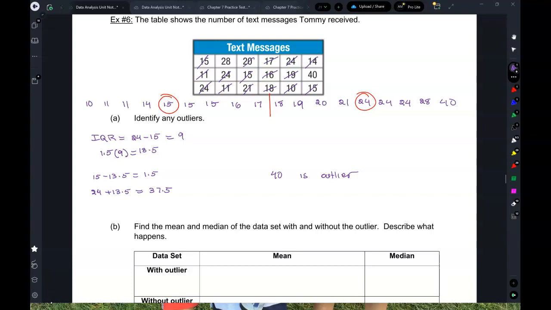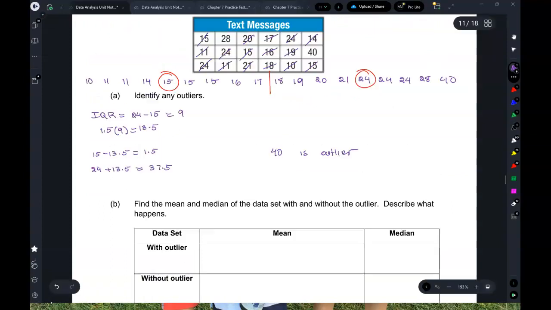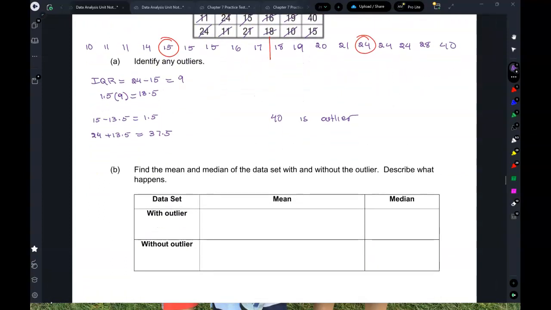Those are the outliers. Okay? So now, here's what we're going to do. You ready? Okay, so we have the median. The median with the outlier is 17.5.